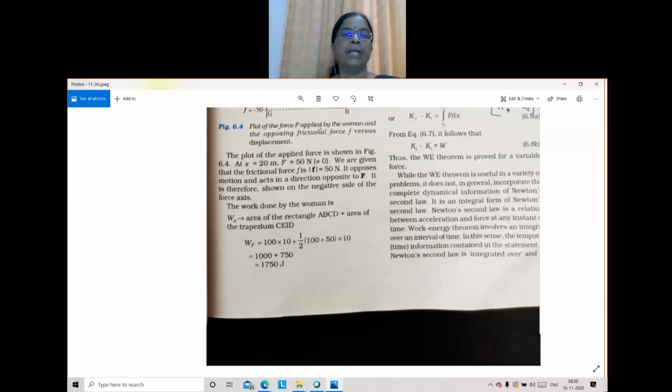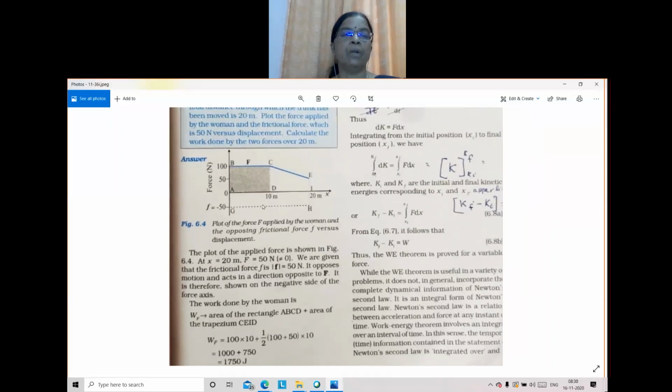Okay. Then the work done by the woman, we have already derived that. The area under the graph gives the work done. Because this is a rectangle up to 10 meter, how will you calculate the area under this graph? And what is the work done during the next 10 meter? That will be given by the area under this graph. Listen, work done by the woman is the area of the rectangle ABCD plus the area of the trapezium CEID. If you find both the areas, you will get the work done by the woman.